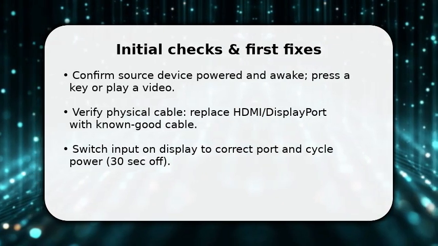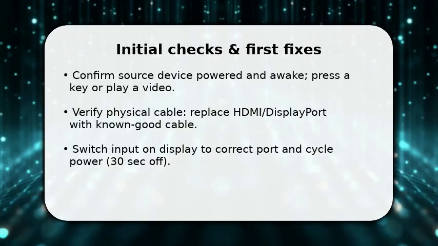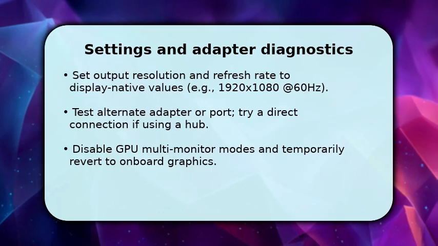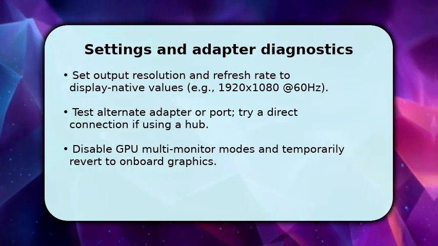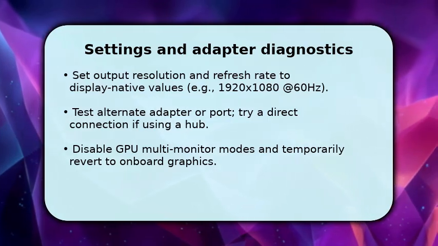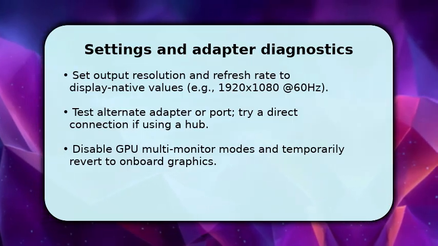Now you move into configuration and adapter checks. Adjust the source's output to the display's native resolution and refresh rate, since mismatched timings trigger power save from no signal detection. If you use adapters, docks, or converters, bypass them and test a direct connection. Adapters often fail or misreport EDID.